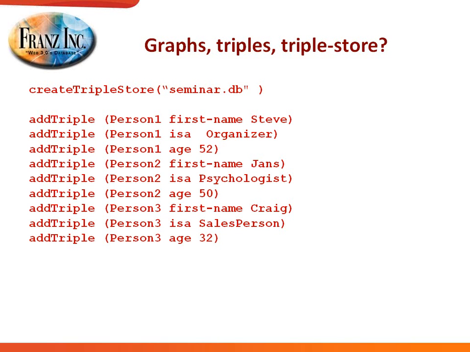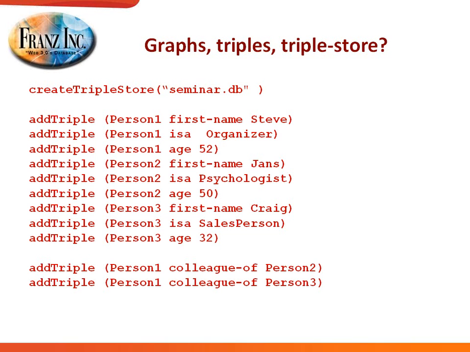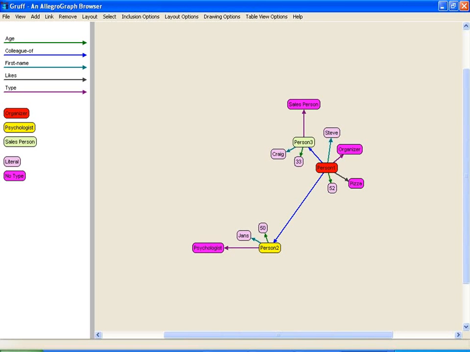One distinguishing characteristic of a triple store is that one-to-many relationships are directly encoded. So I can say person 1 is a colleague of person 2 and person 1 is a colleague of person 3. And because I just want to say something, I say person 1 likes pizza. So now we have a bunch of triples, and actually these triples all together form a graph.